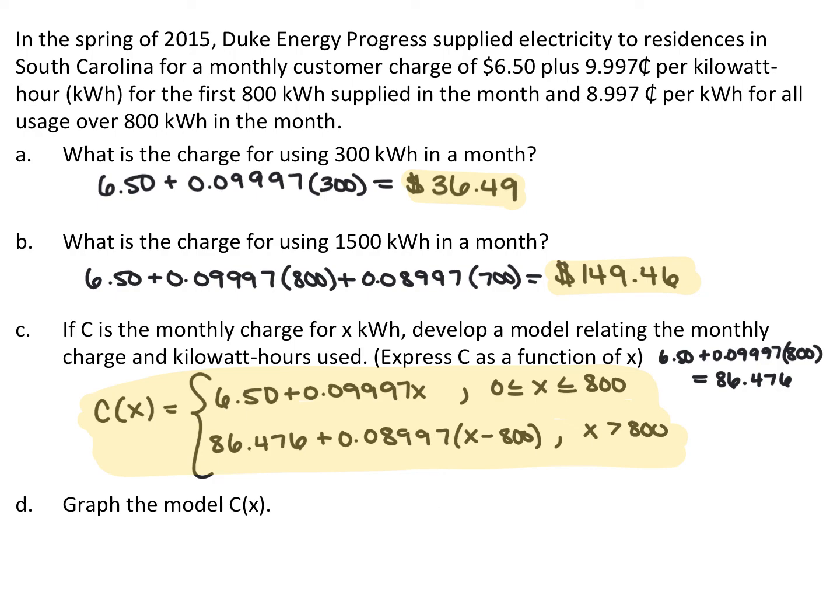So for example, this was multiplied by 700, which was the 1500 kilowatt hours, minus the 800 we've already been charged for. You don't want to double charge for the stuff over 800. So you want to make sure you take out 800 and only charge for what's above it. And that's for all x's that are greater than 800. So go ahead and pause the video and see if you can try graphing this piecewise function.